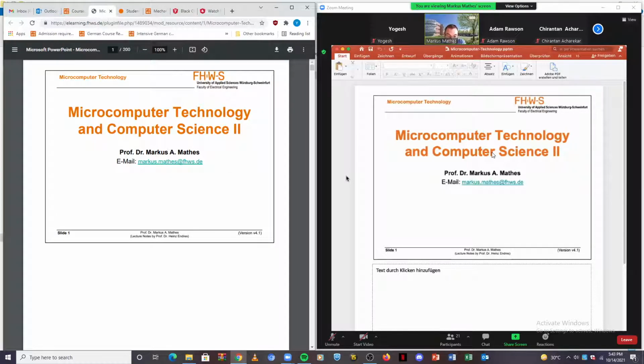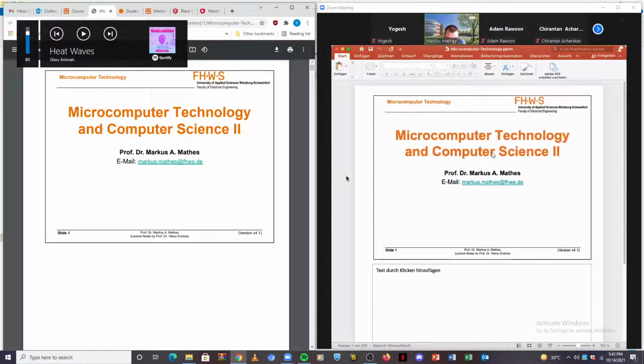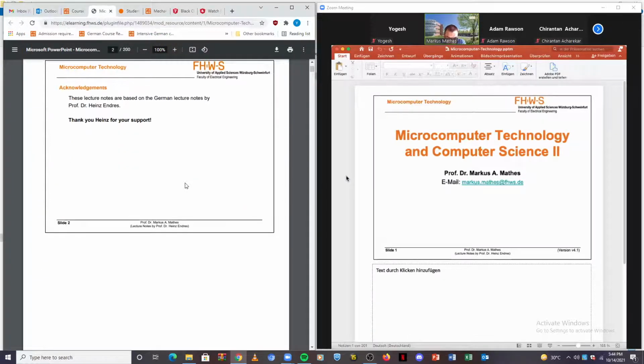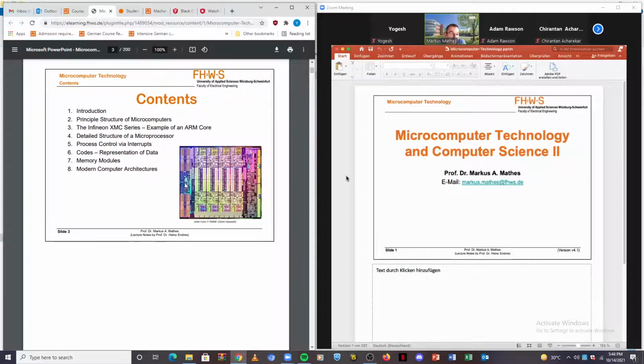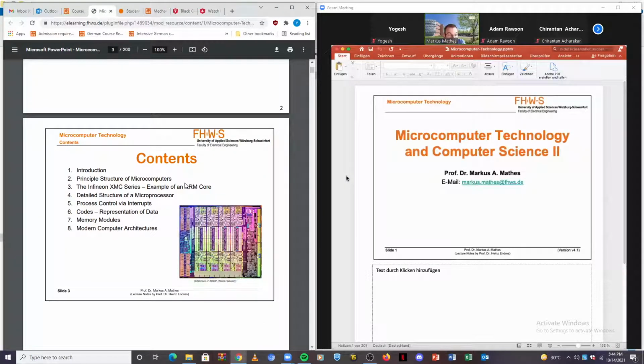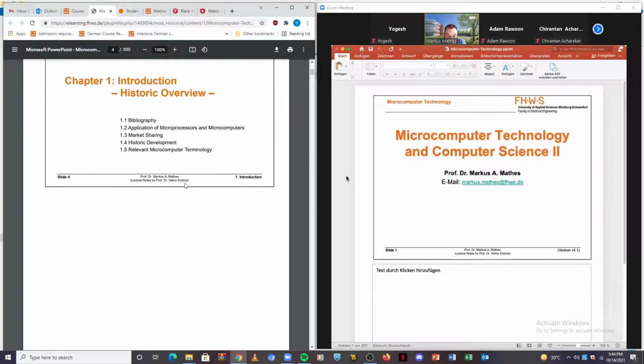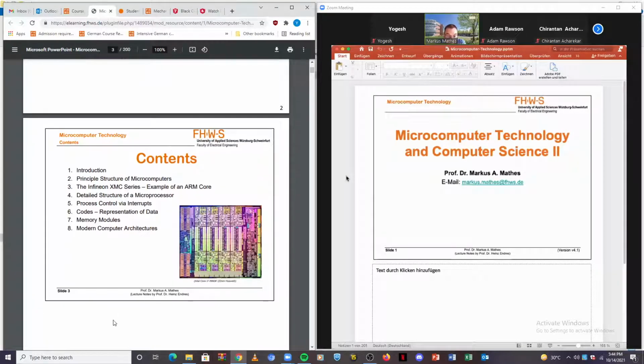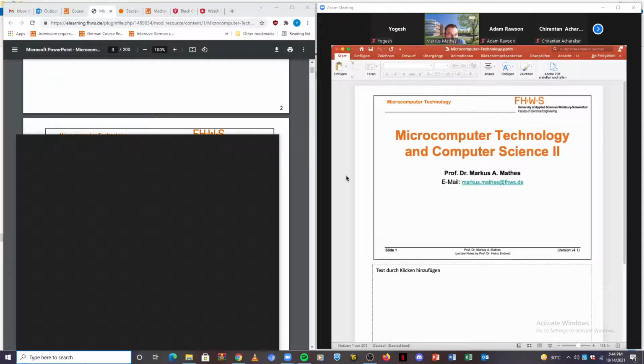Today's session in microcomputer systems. I have already shared my screen, but before we start with the topics, one remark, one wish from my side. Yesterday in the second lab, in the physical lab, I saw that there were only around 10 students, not more.